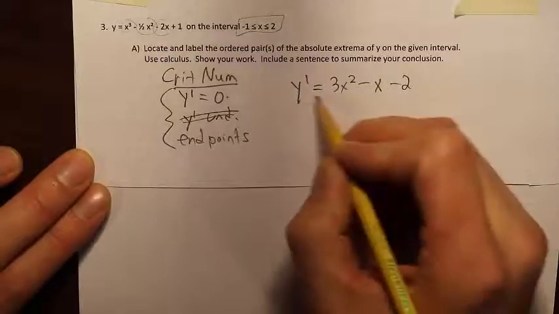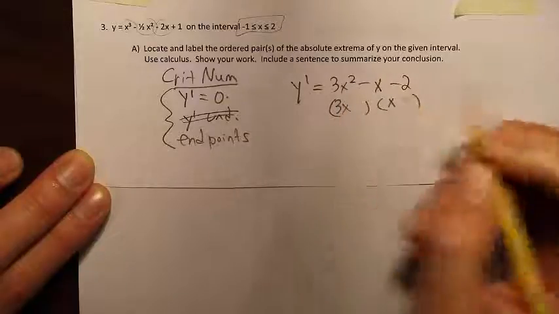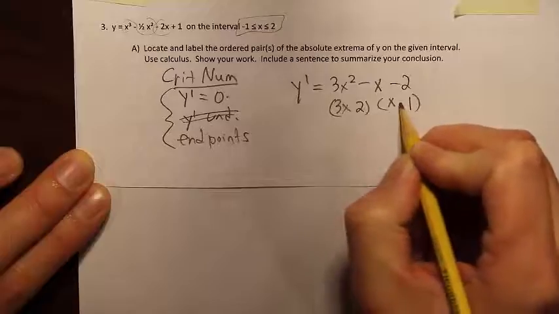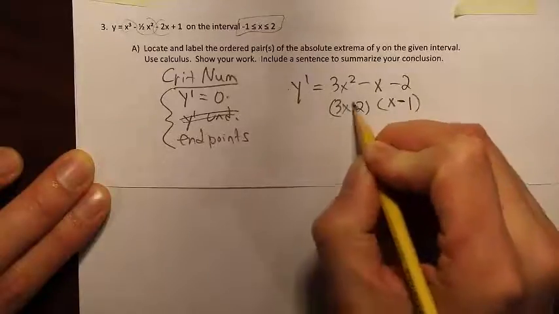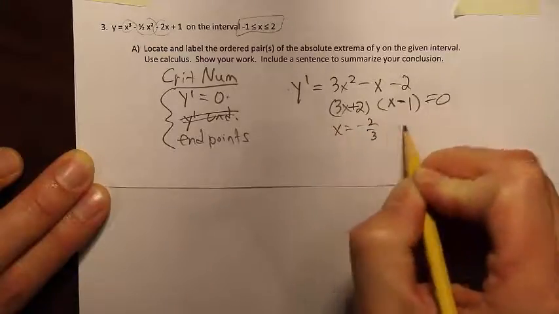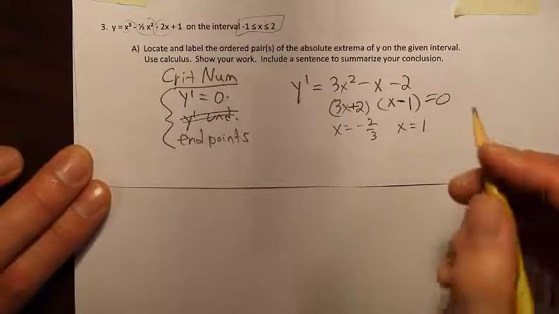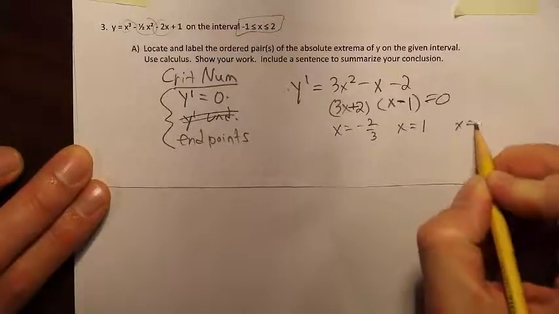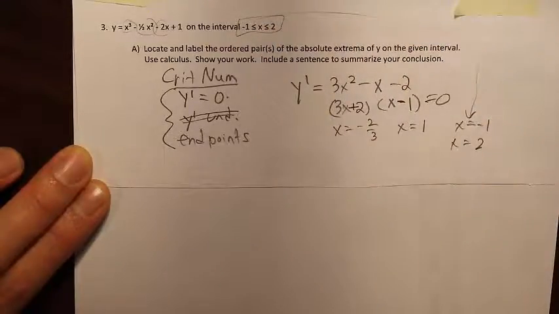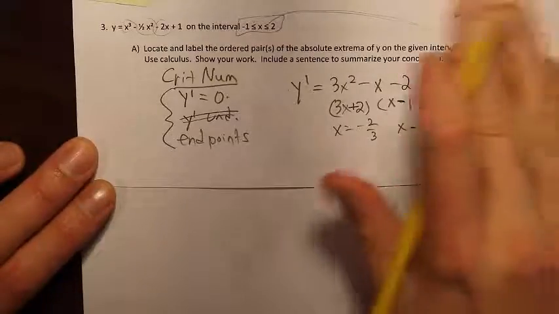So let's focus on where this derivative equals 0. We can perhaps factor this. We get x would be negative 2/3 or x would be positive 1 for our critical numbers, as well as the endpoints negative 1 and positive 2. So we have 4 critical numbers to test out here.